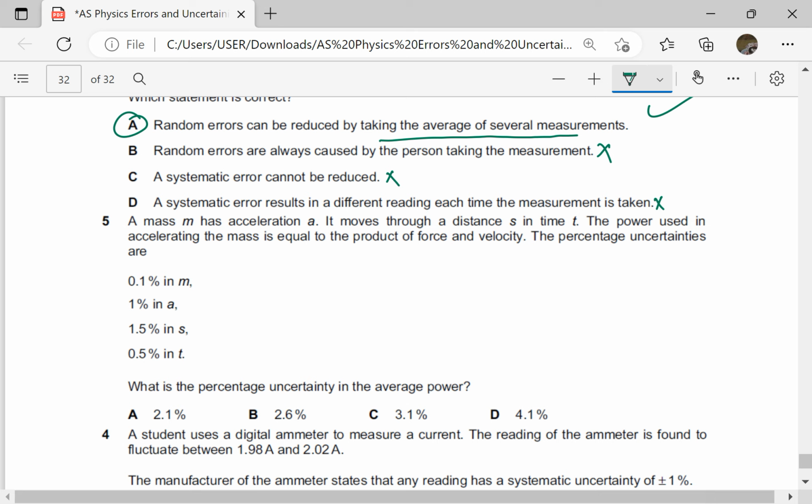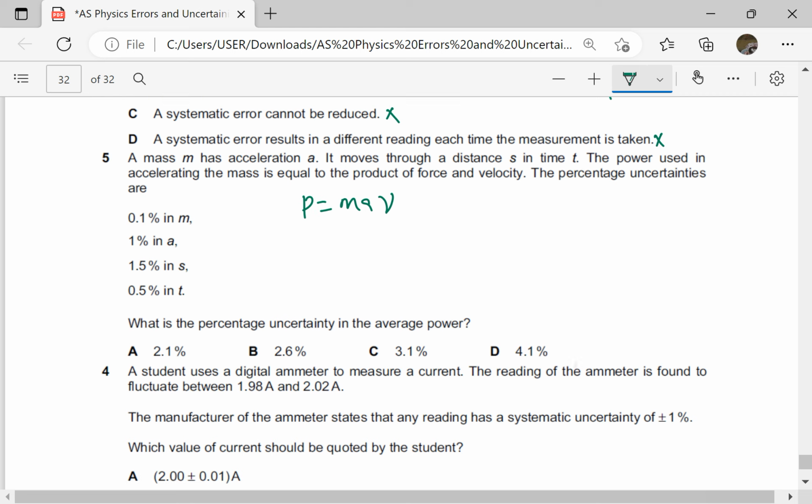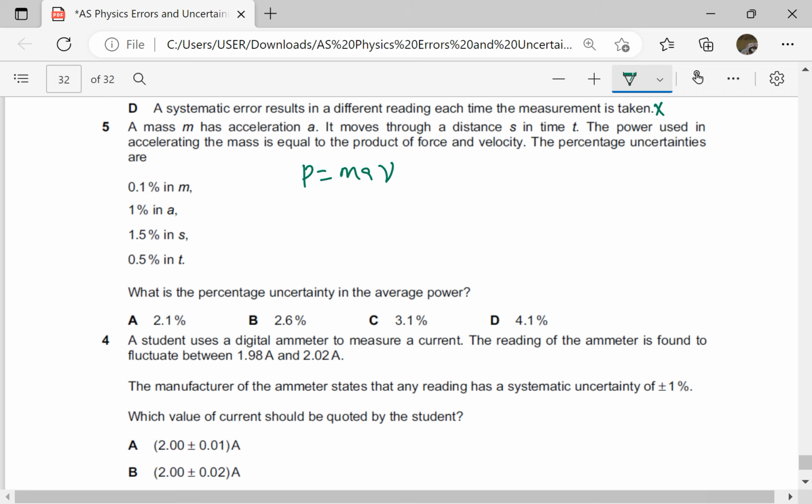A mass m has acceleration a. It moves through a distance s in time t. The power used in accelerating the mass is equal to the product of force times velocity. So that is ma times velocity. The percentage uncertainties are 0.1 in m, 1% in a, 1.5 in s, 0.5 in t. What is the percentage uncertainty in the average power?